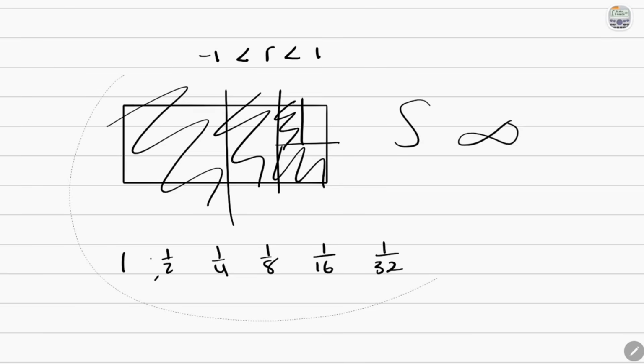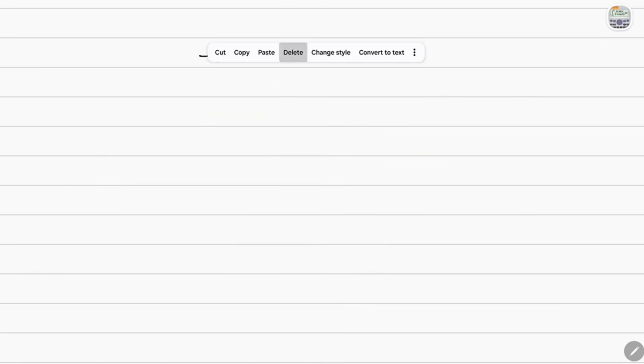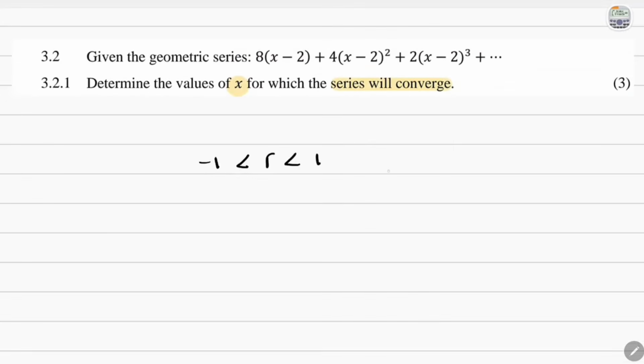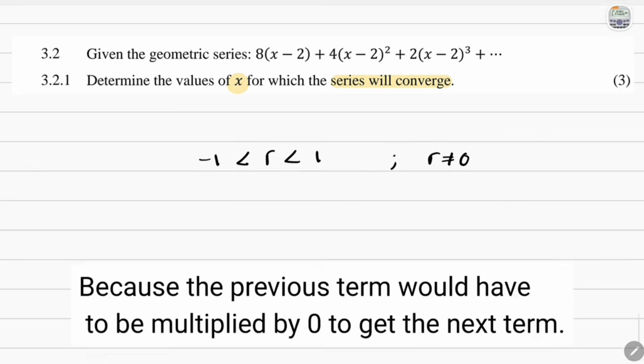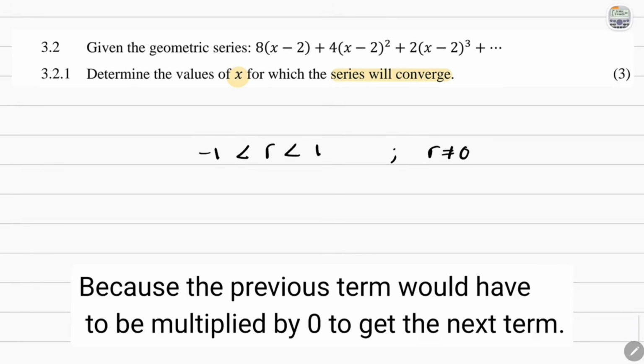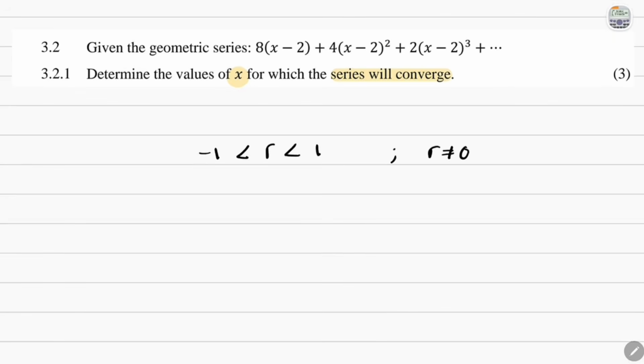So a series will always behave like this if the ratio is greater than -1 but less than 1. But also take note that the ratio should not be equal to 0, because if it's equal to 0, that series is not going to converge. We can't even consider it a geometric series in that case. So we'll keep this in mind. And now let's find out for which values of x it will converge.